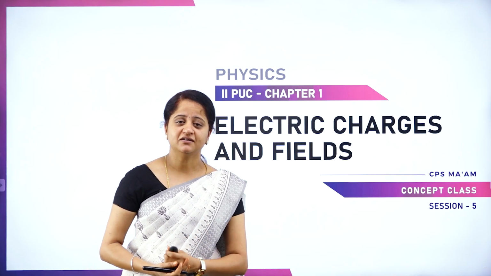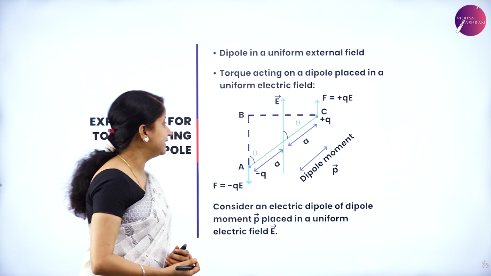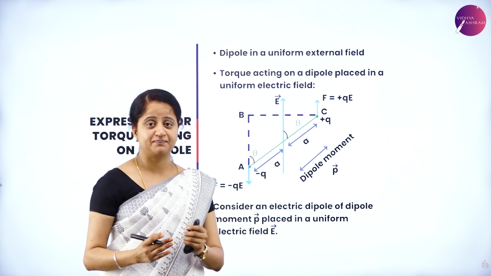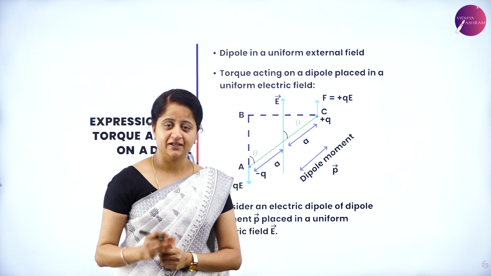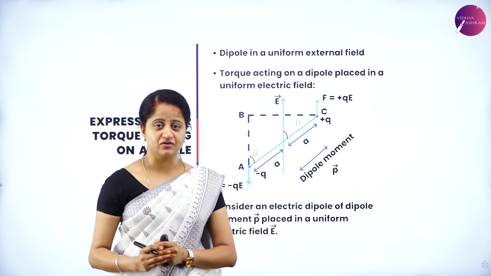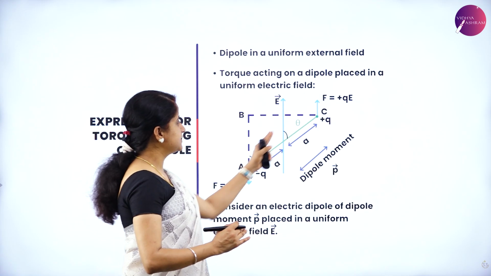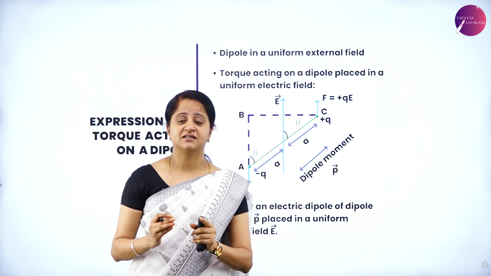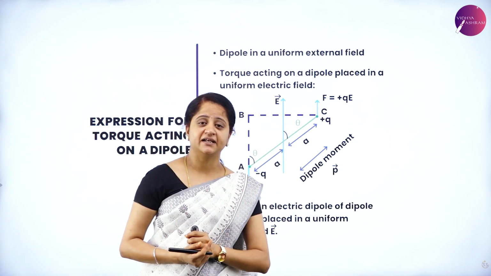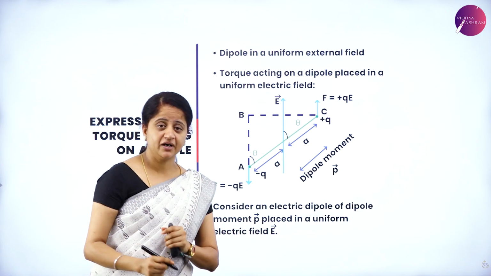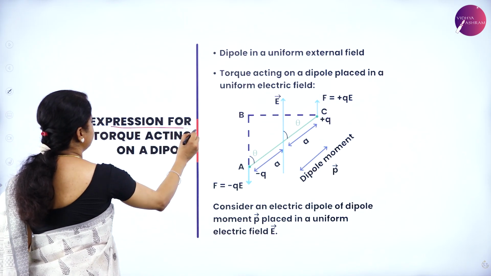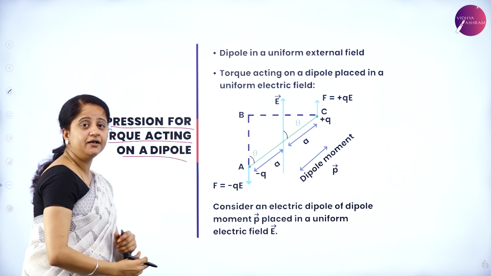Now, we are going to study about the torque acting on a dipole expression. So, what do you mean by torque? We all know that it is a rotating force. What do you mean by dipole? We all know that equal and opposite charges separated by a distance of 2a, then we'll say it as a dipole. So, now we are going to derive an expression for torque acting on a dipole.